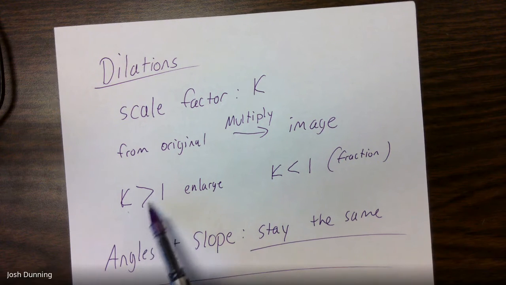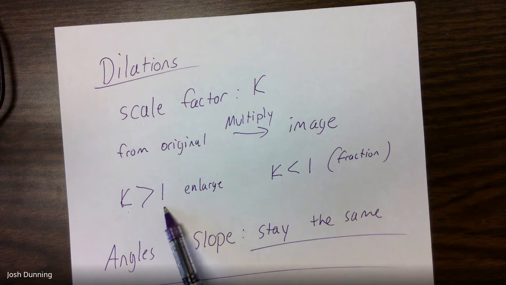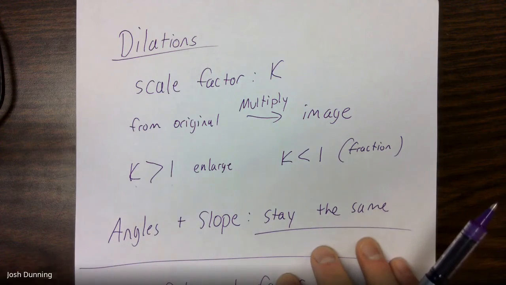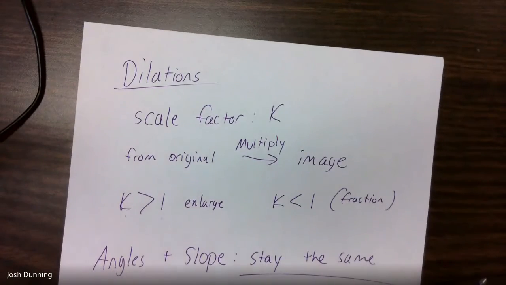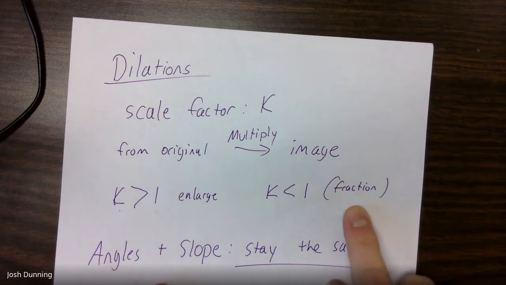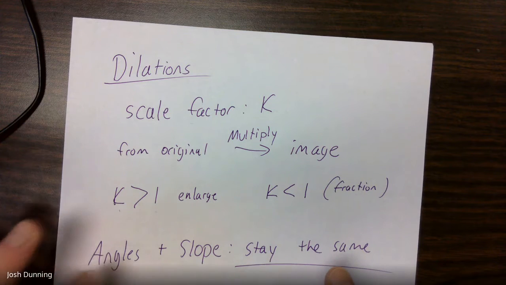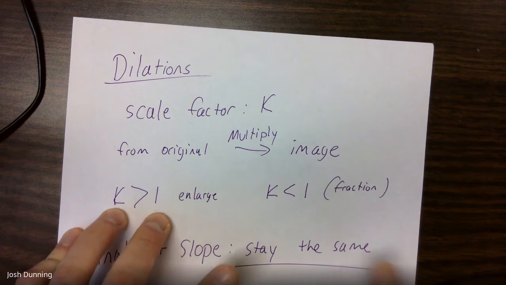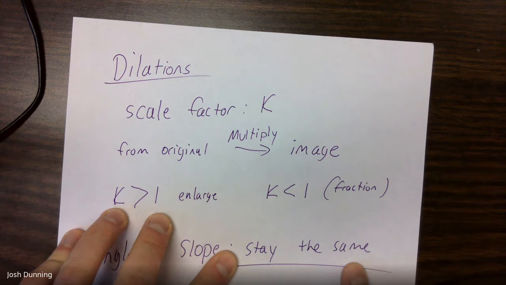If K is greater than 1, then you're enlarging it. Now, if K is less than 1, what that means, it doesn't mean like -2, -3. You can't do that. Less than 1, but bigger than 0 is just a fraction, like a half. Also remember, angles and slope stay the same.